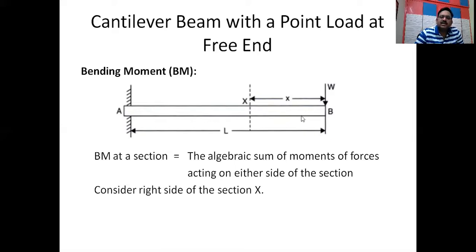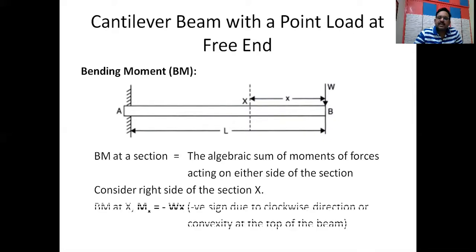So let us consider the right hand side of the section, because the force is here, therefore it is easy for us, and there is no need to calculate the reaction here. Therefore, consider the right hand side of the section X. Now, how to calculate the BM at X? First of all, we have to calculate the moment of the forces. How many forces are there on the right hand side of the section X? There is only a single force, that is W.